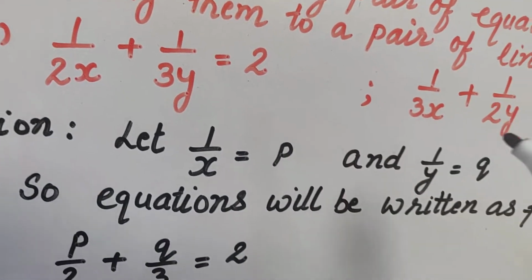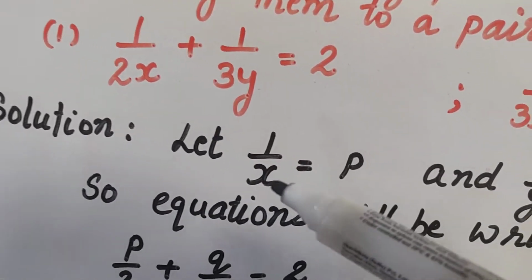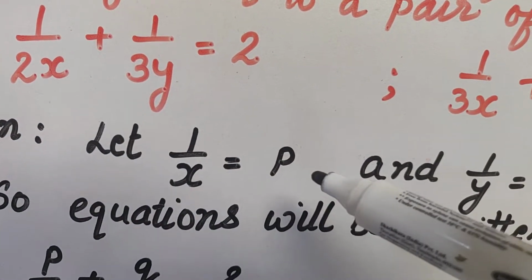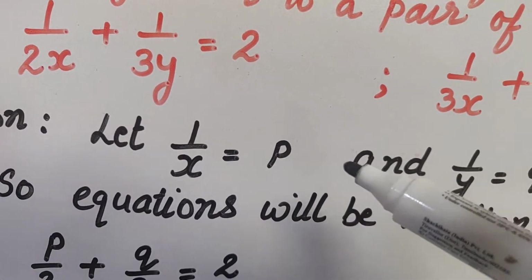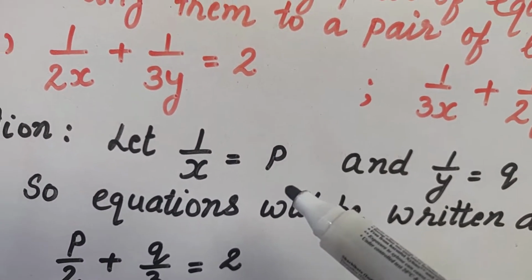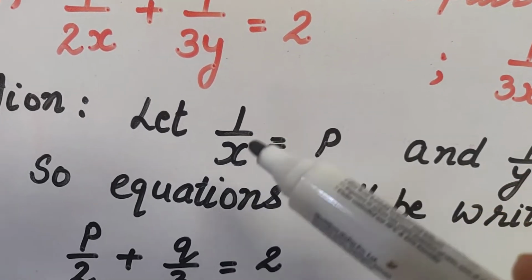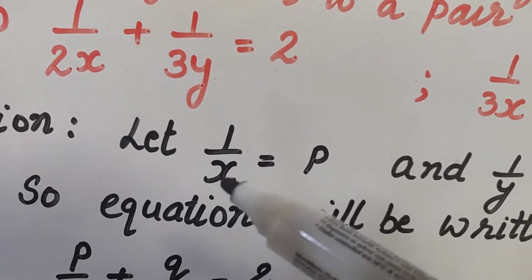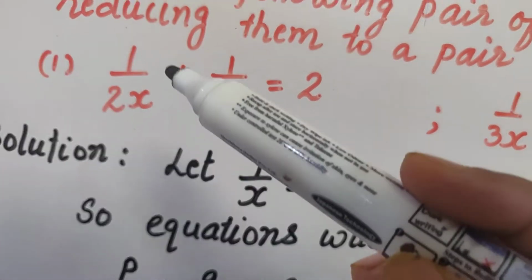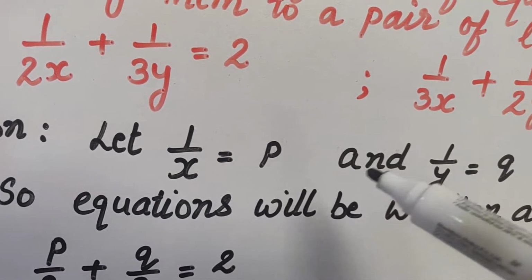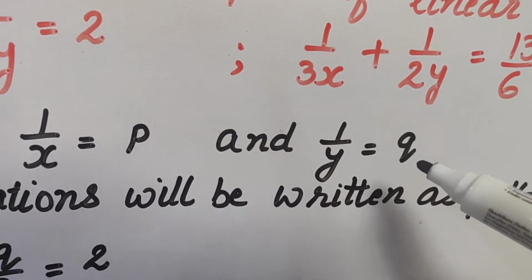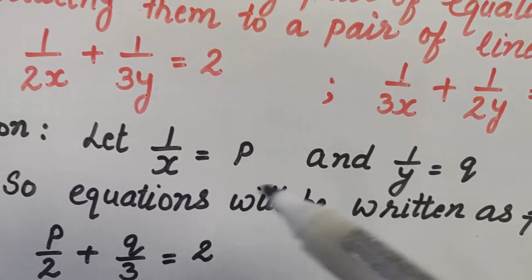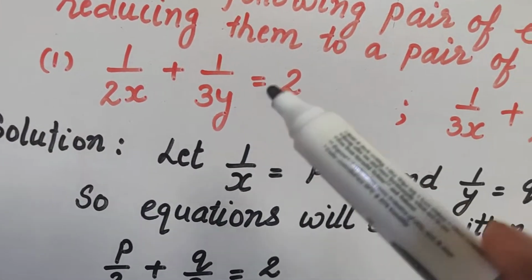So how are we going to solve this question? We are going to do this. Let 1 upon x is equal to p. I have taken p here. You can take any other variable. But remember children, don't write let 1 upon x is equal to x. You cannot write x here. You can write any other thing except x. So let 1 upon x is equal to p and 1 upon y is equal to q. You can take a and b also. You can take m and n also, whatever you want, but not x and y, which are already there in the question.